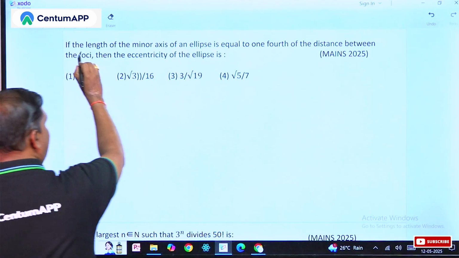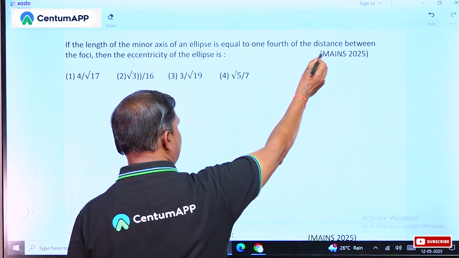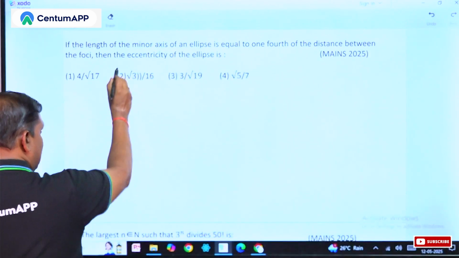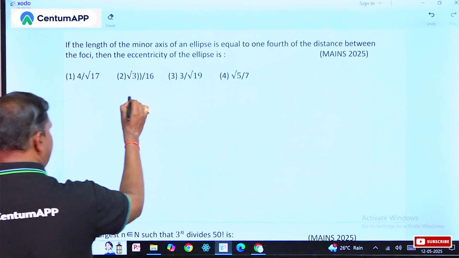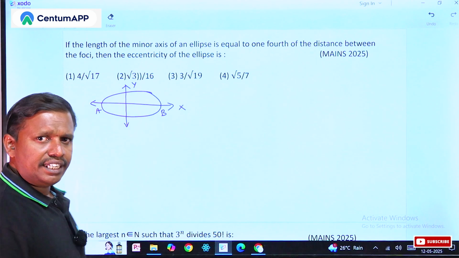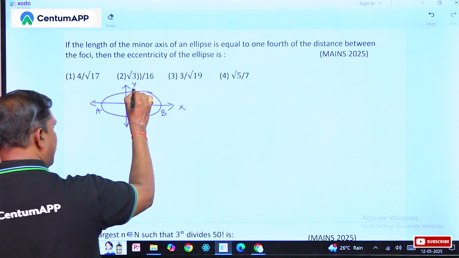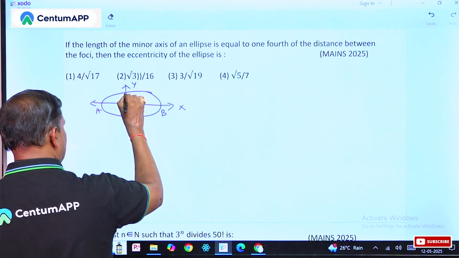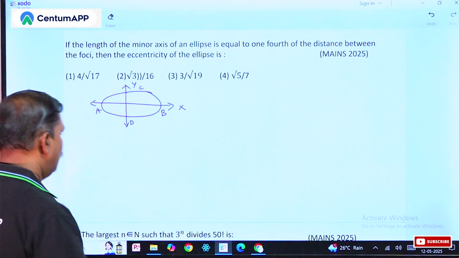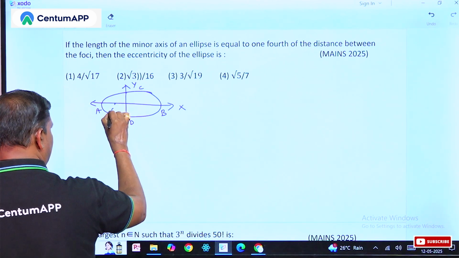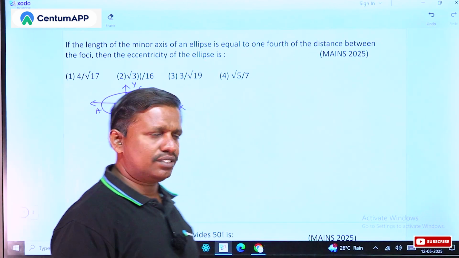Given question is, if the length of the minor axis of an ellipse is equal to 1/4 of the distance between the foci, then the eccentricity of the ellipse is. First of all, see here, x axis is major axis, y axis is minor axis. Now F1 and F2 will be foci of an ellipse.